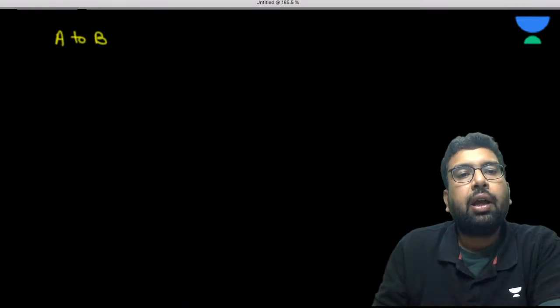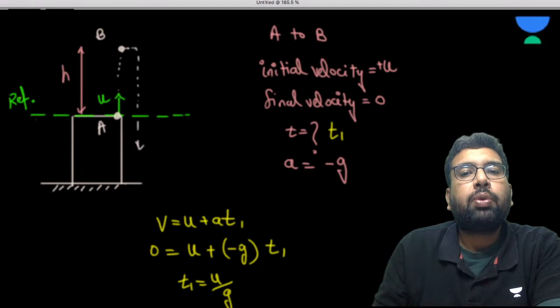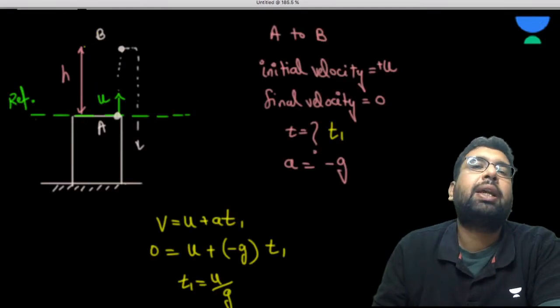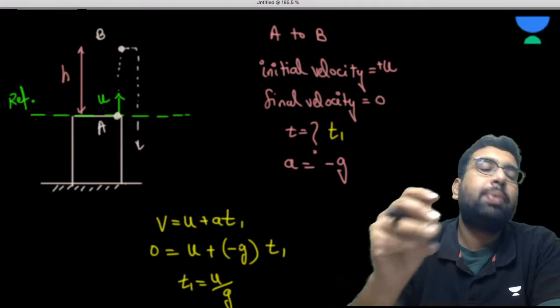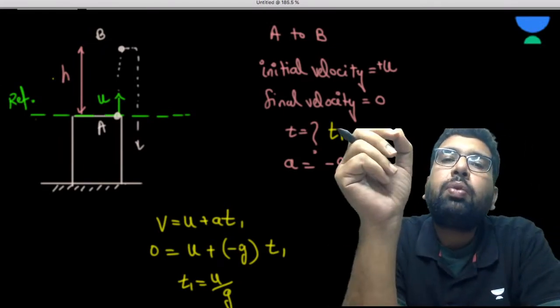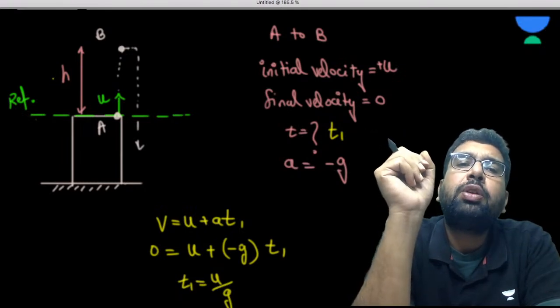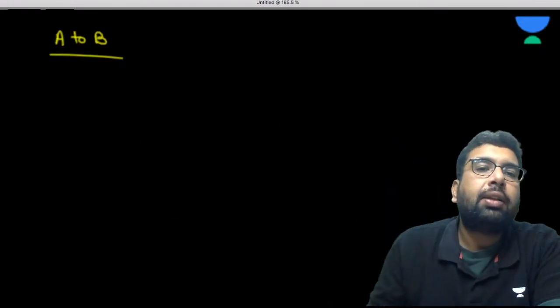Let's apply the first. Again, we are considering the motion from A to B. We have initial velocity and we want to have this displacement. So H is the displacement now. But displacement is what? It is the shortest distance between initial position and final position. Now let us apply this equation.